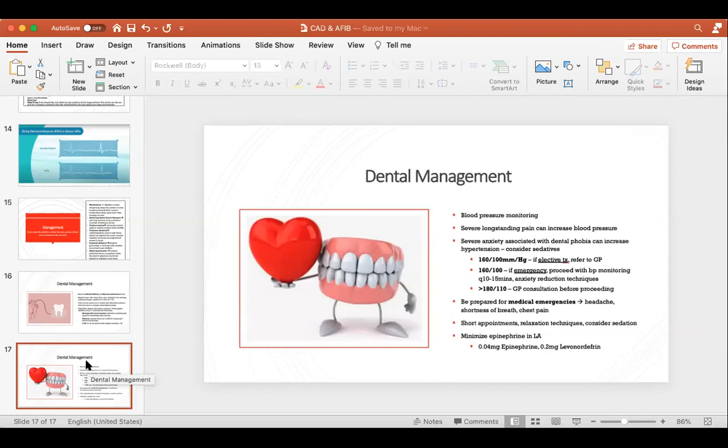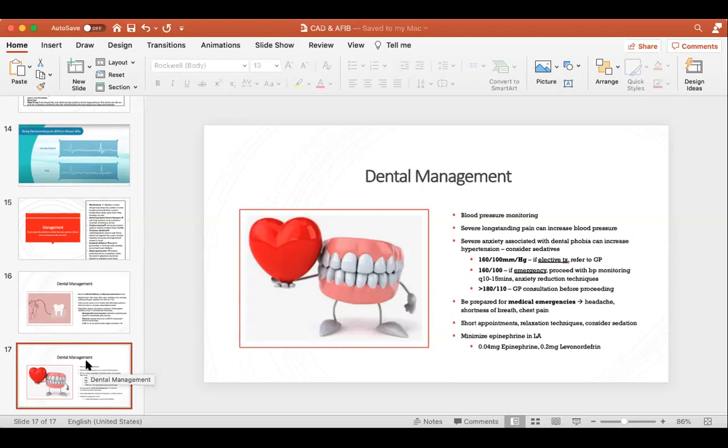We know that severe long-standing pain can increase blood pressure. We also know that severe anxiety associated with dental phobia can also increase hypertension. So taking that into account, we should do shorter appointments, relaxation techniques, and consider sedation for those patients.